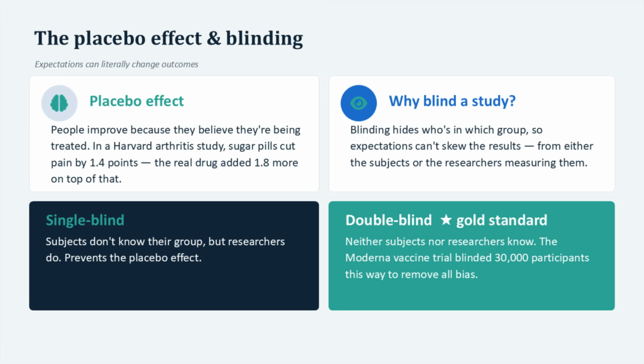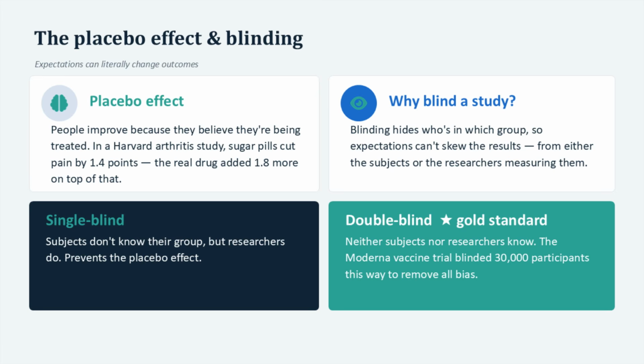And that brings us to blinding. Blinding simply means hiding information about who is receiving which treatment, so that expectations are less likely to influence the results. There are two main levels. In a single blind study, the participants don't know which group they're in, but the researchers do. That helps reduce the effect of the participants' own expectations. In a double-blind study, neither the participants nor the researchers interacting with them know who is receiving the real treatment and who is receiving the placebo. And this is often considered the strongest approach.